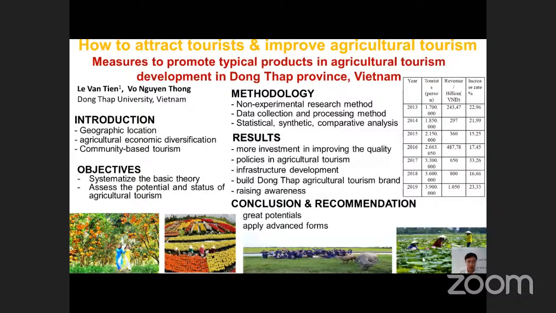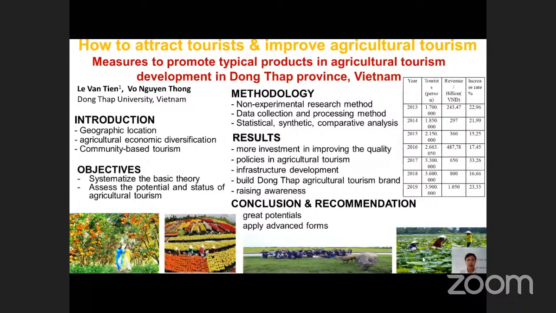And then we use statistical comparative analysis based on documents, books, and magazines about agricultural tourism activities in Đồng Tháp in particular, and based on research, collection, and agricultural tourism models in Vietnam and other countries. And you can see on the right hand of the poster is the current data of tourist arrivals to Đồng Tháp province in recent years. And now I would like to move on to the results.